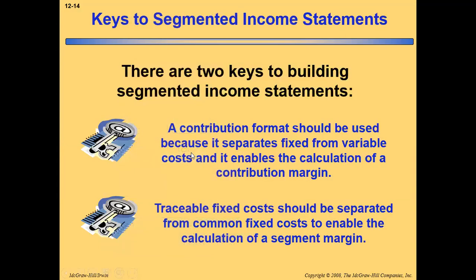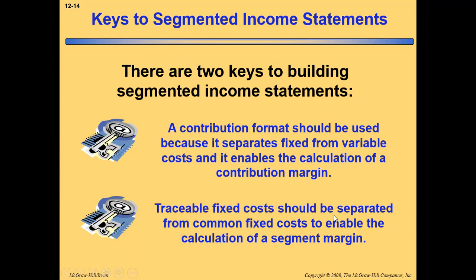So the key to a segmented income statement: there are two things here. A contribution format should be used because it separates fixed from variable cost and it enables the calculation of the contribution margin. Traceable fixed cost should be separated from common fixed cost to enable the calculation of the segment margin.